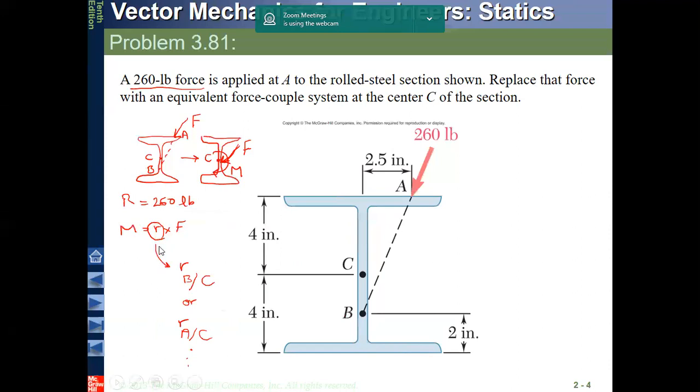So it's not that complicated. You just need to calculate the moment first about the point. Here the point is given to you. Because we want to replace the force at point C, we calculate the moment about point C. So it would be C to B or C to A, and the force is 260 in direction AB.